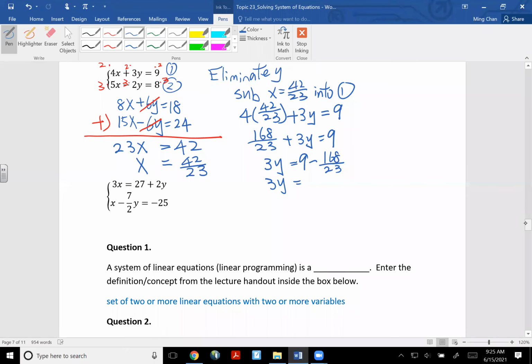So 9 minus 168 over 23. Make sure that fraction is put in the parenthesis. And you should get 39 over 23. And then divide both sides by 3. And you should get 13 over 23. All right, so the solution to this equation has got to be 42 over 23, comma, 13 over 23.